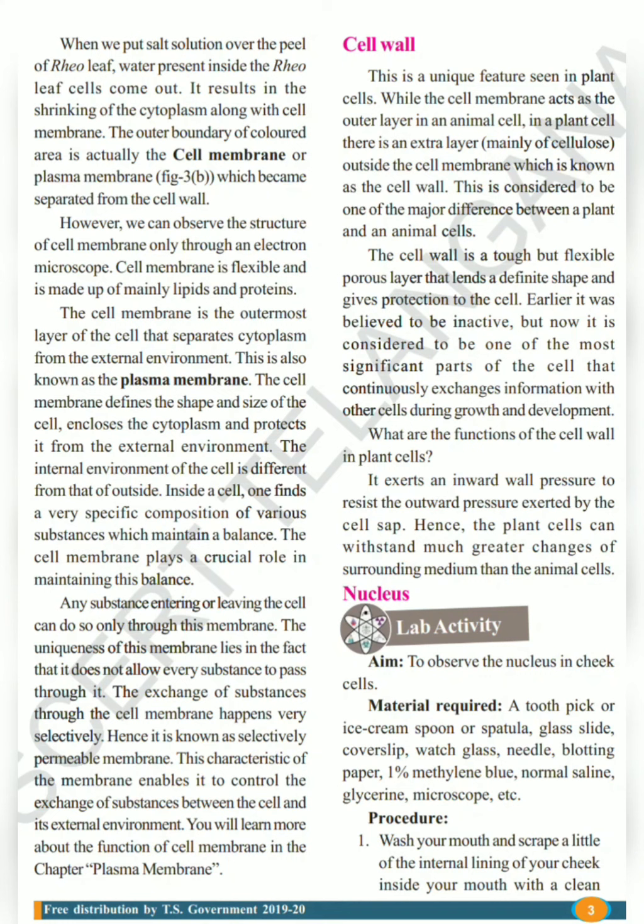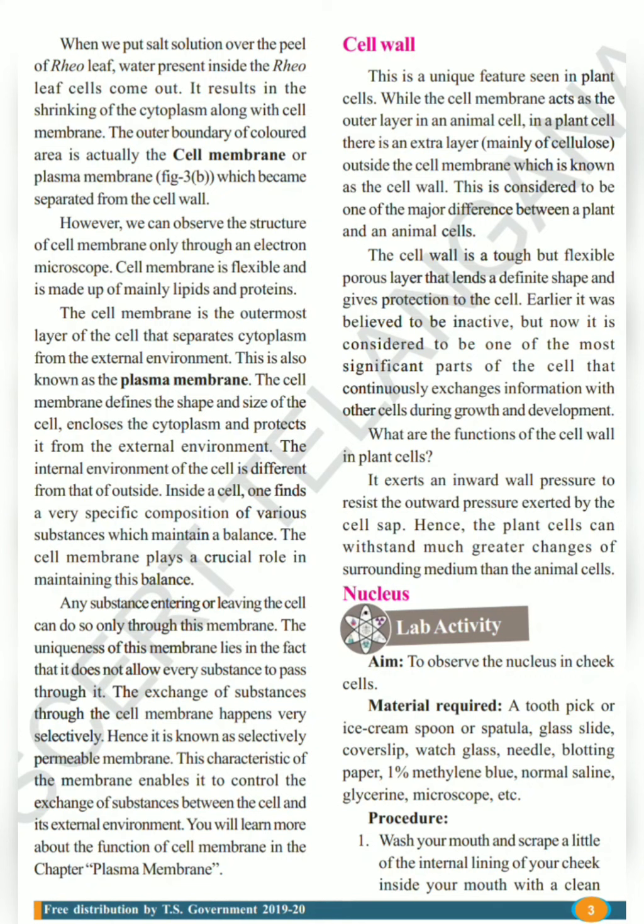Now, we can observe the structure of cell membrane only through the electron microscope. Cell membrane is very flexible and it is made up of lipids and proteins. The cell membrane is the outermost layer of the cell and it separates the cytoplasm from the external environment. That means it is protecting the cytoplasm from the outer environment. So that is the reason why it is also called as plasma membrane.